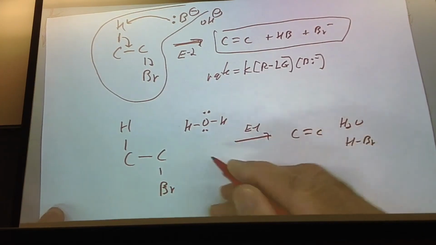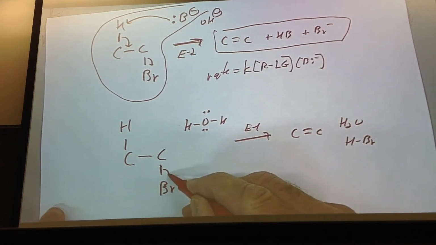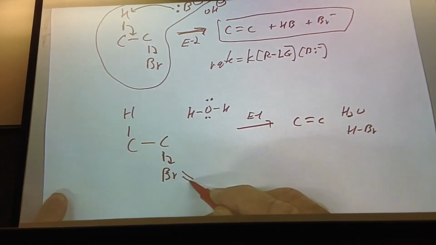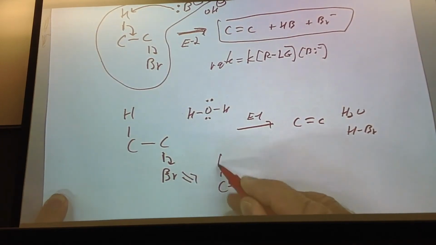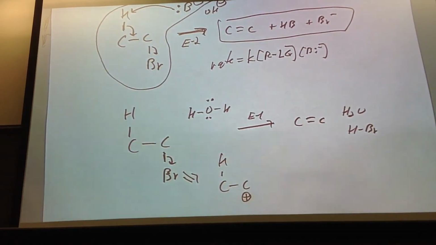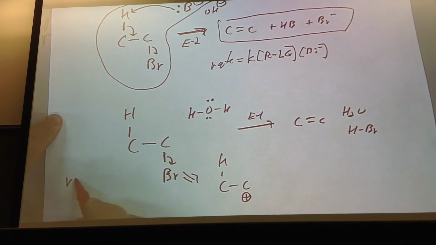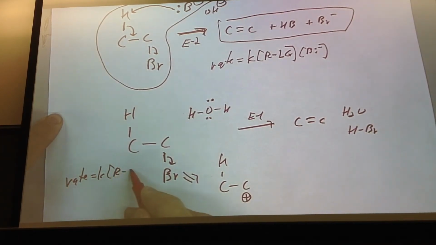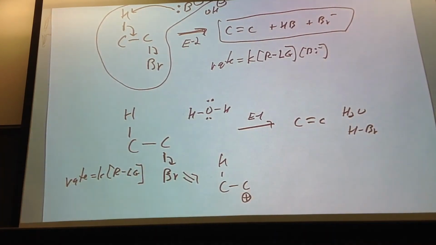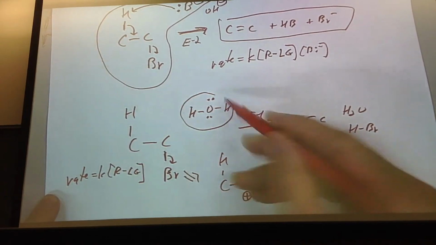Here's what I'm looking for. I'm looking for the first step, this. This is going to be the slow step. You're going to form the carbocation. So it's just like before, no difference. And this is the slow step, so the rate of this reaction only depends on what's involved in the slow step. So we say it's first order kinetics. The rate depends on the concentration of the substrate, because in the slow step, you don't have the base involved.